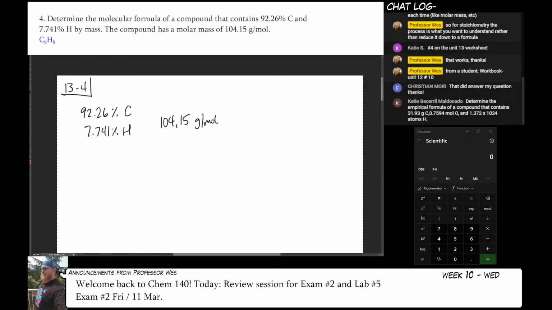Now, because this is unit 13, we can apply different techniques to it. So there's the mass percentage method, or we could just do the empirical formula method, because I think unit 13 was empirical formulas. Might have been 14. I'll show you both methods if you'd like. So the first method is we're going to assume a 100-gram sample. So that means that I have this much carbon.